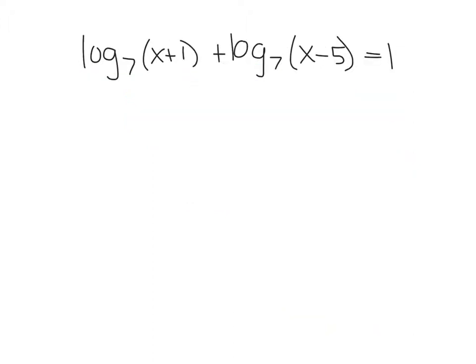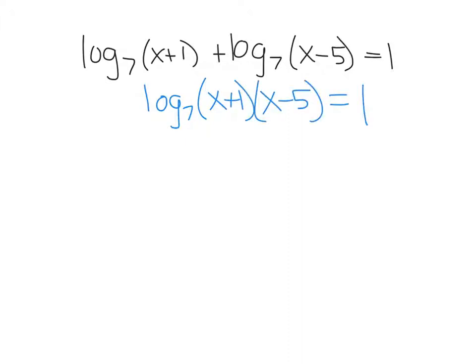Okay, so this guy, I think I'm going to use another law of logs. Since I have two logs added together, it's nice to have just a single log on each side. So I'm going to have log base 7 of (x plus 1) times (x minus 5) equals 1. And then I'm thinking I'm going to switch it to exponential form. So I've got base of 7 to the power of 1 equals my argument here, (x plus 1)(x minus 5).